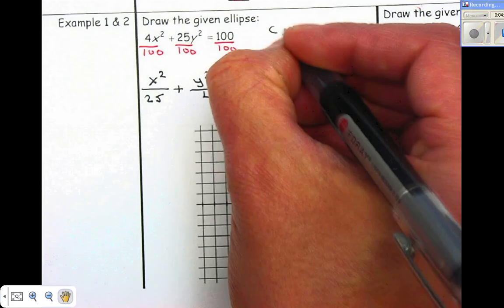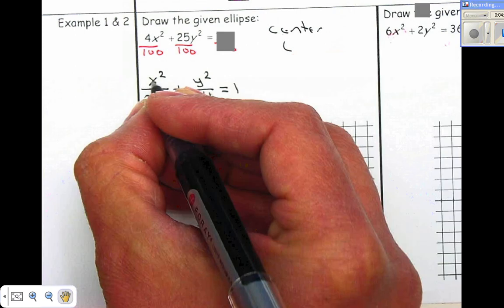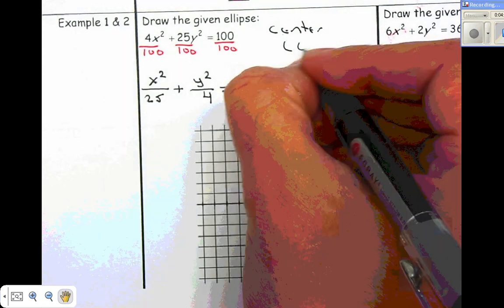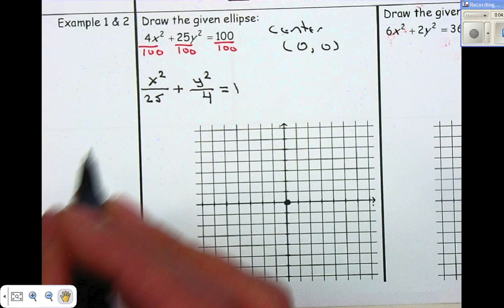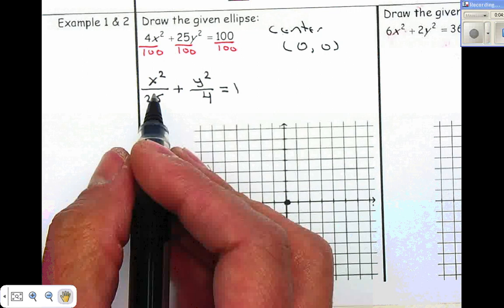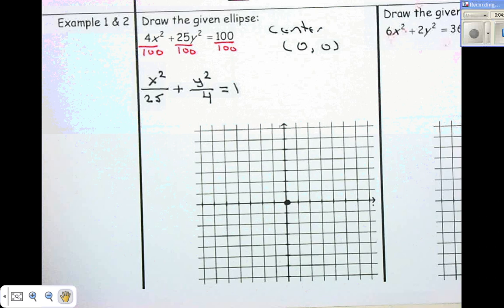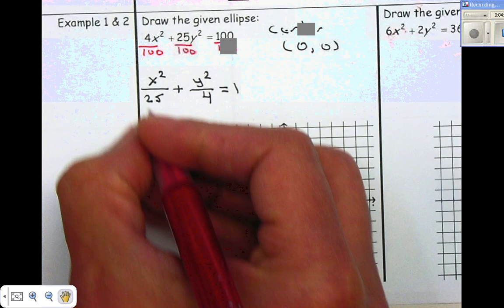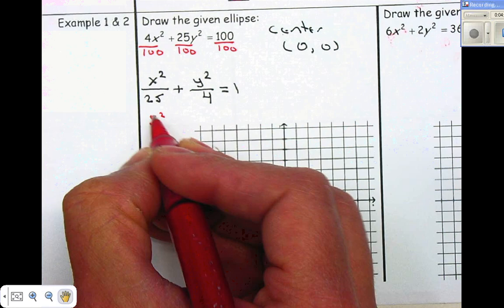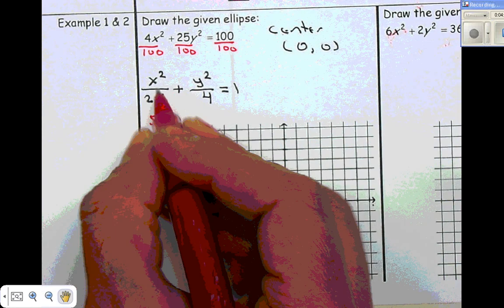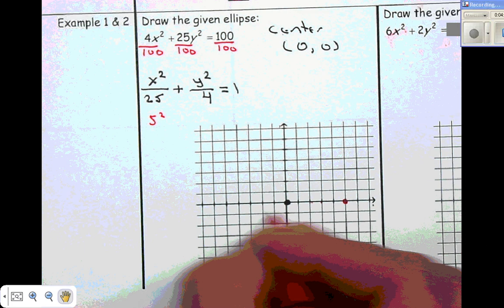Our center is h, k. In this case, there's no h or k, so this will be 0, 0. This will be our center. Now, we need to find the value of A. To make it easier, you can just rewrite this 25 as 5 squared. So the value of A is 5. It's under the X, so we're going to go 5 to the left and to the right. To the right 5: 1, 2, 3, 4, 5. And to the left: 1, 2, 3, 4, 5.